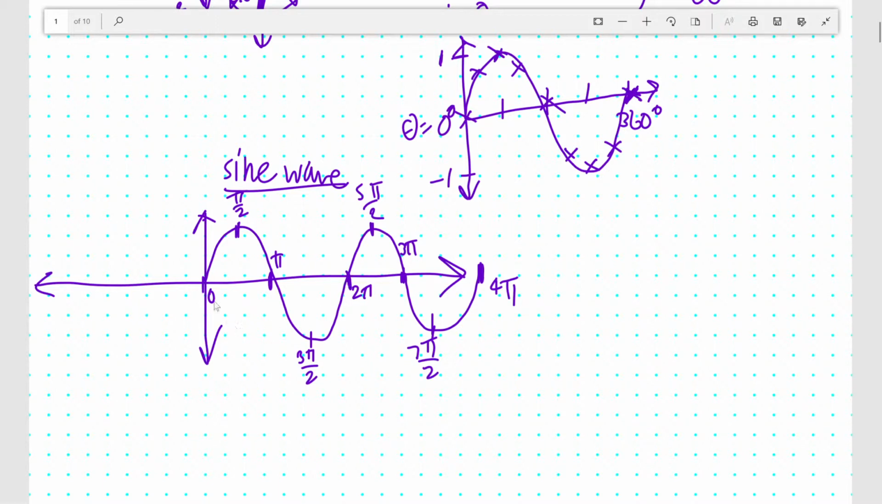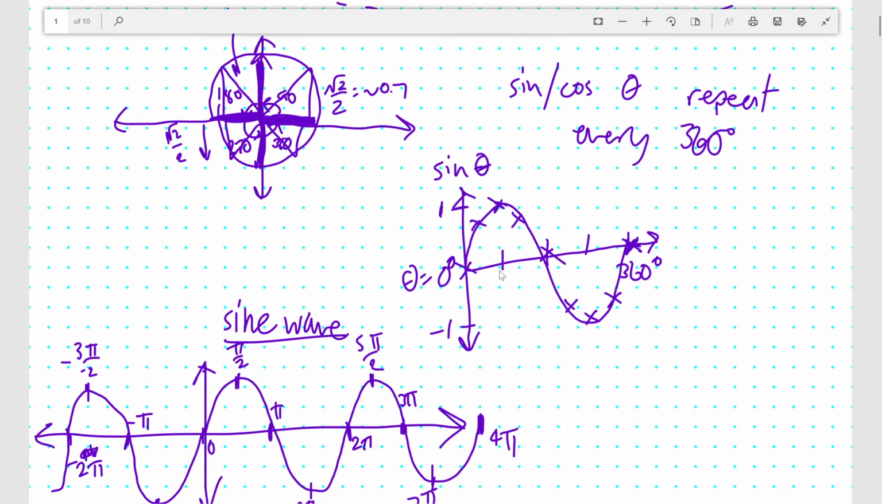And this also extends into the negative realm as well. The wave will look like this, and so on and so forth. So we can have that this is negative pi over 2, this is negative pi radians, this is negative 3 pi over 2 radians, and this is negative 4 pi over 2, or rather, negative 2 pi radians. So that's the function for the sine wave.